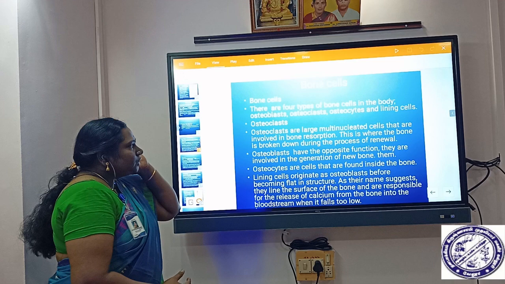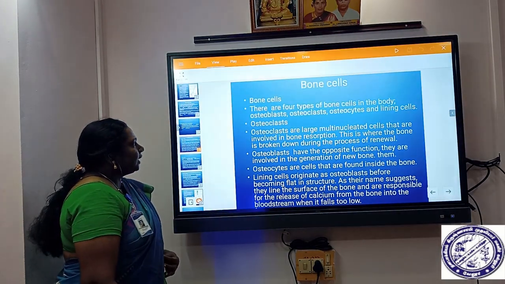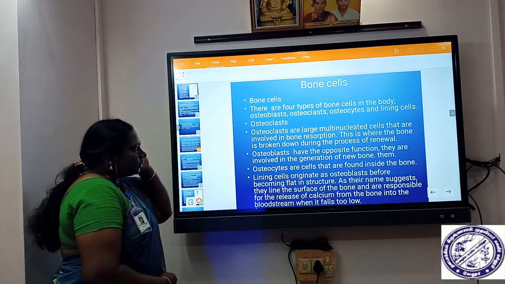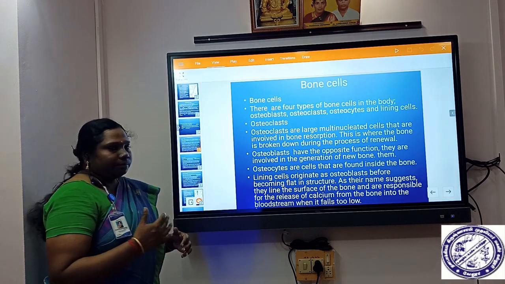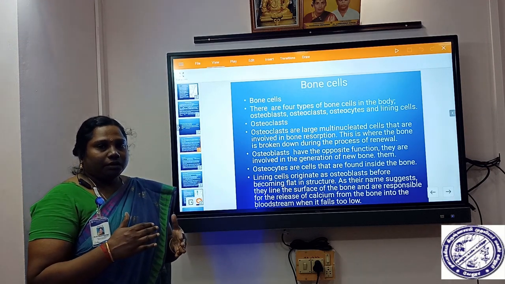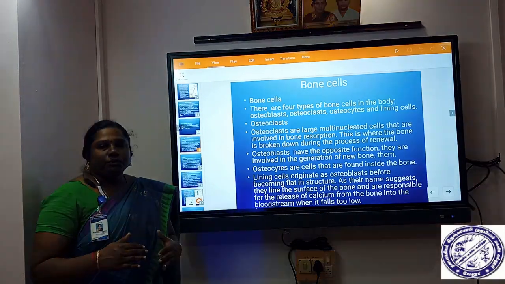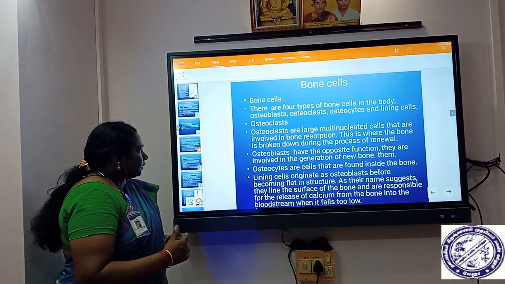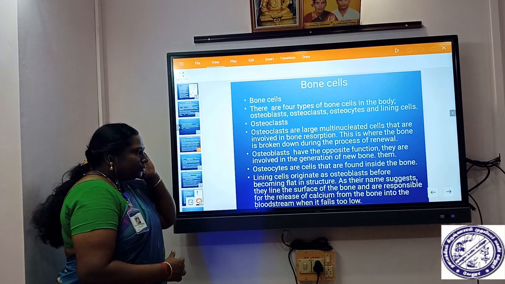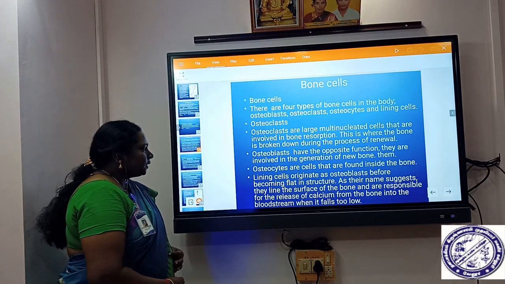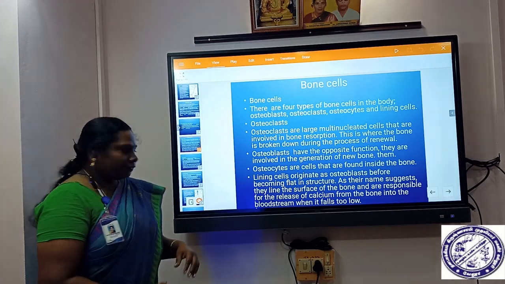Bone cells. Bone cells are four types: osteoblasts, osteoclasts, osteocytes and lining cells. Osteoclasts are the cells which are involved in bone resorption. When a bone is damaged, the bone is repaired by osteoclasts, whereas by osteoblasts, the new bone is generated. And then osteocytes, they are found inside the bone. Lining cells originate from the osteoblasts and they become flat in structure. They line the surface of the bones.